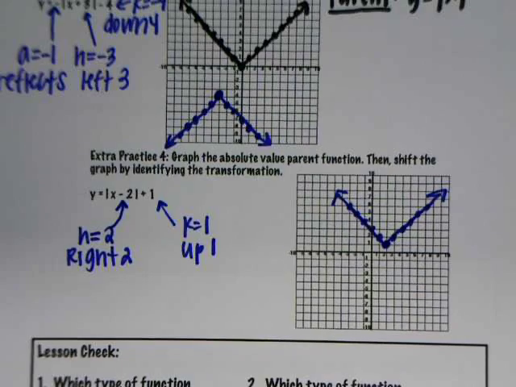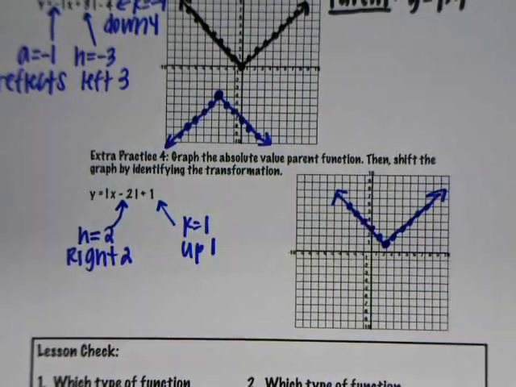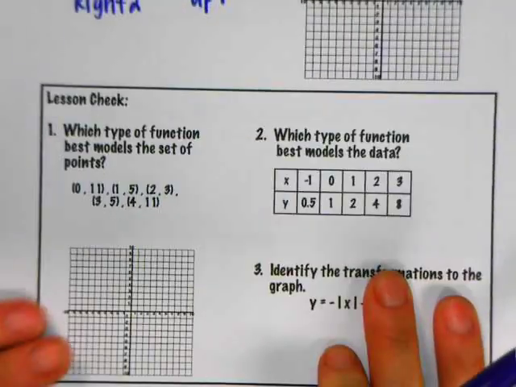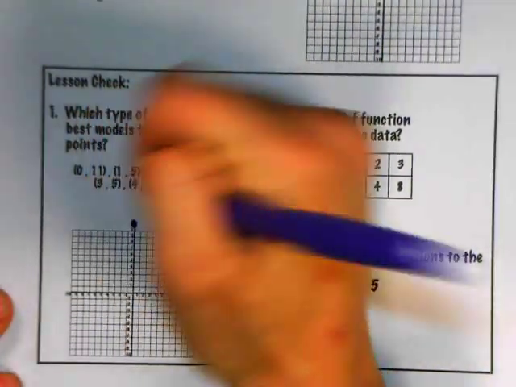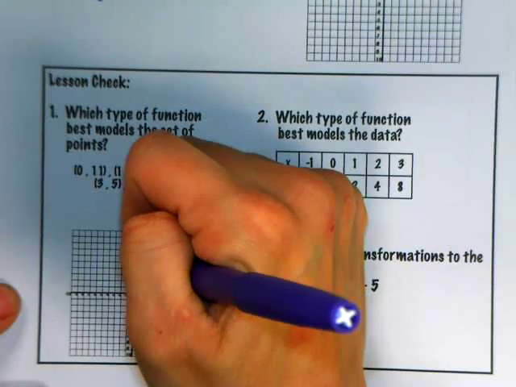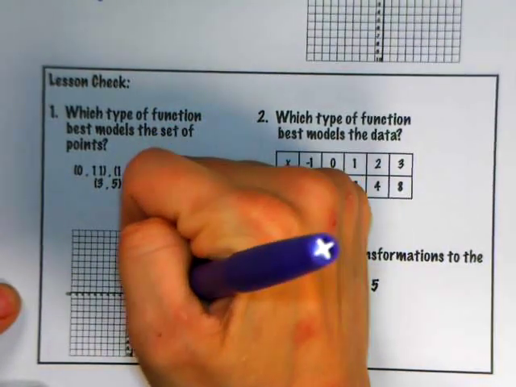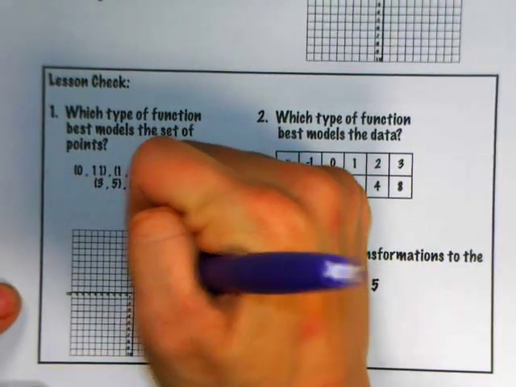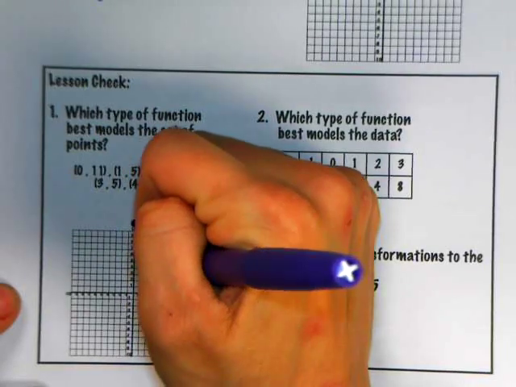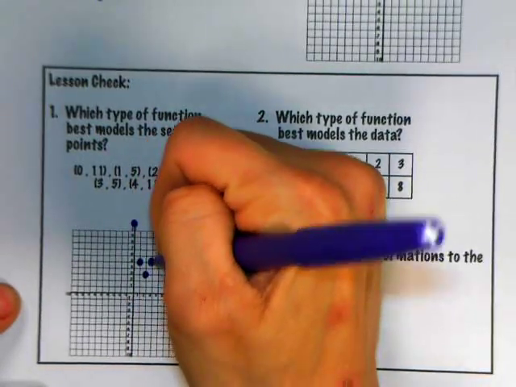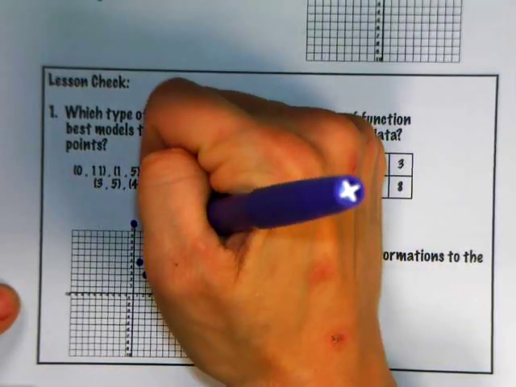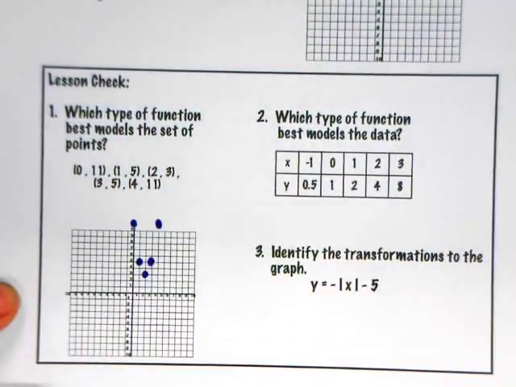Are we done with the lesson check, guys? Yes? Okay. For the first one, let me grab these real quick. 0, 11; 1, 5; 2, 3; 3, 5; 4, 11. Okay, what's the first one?